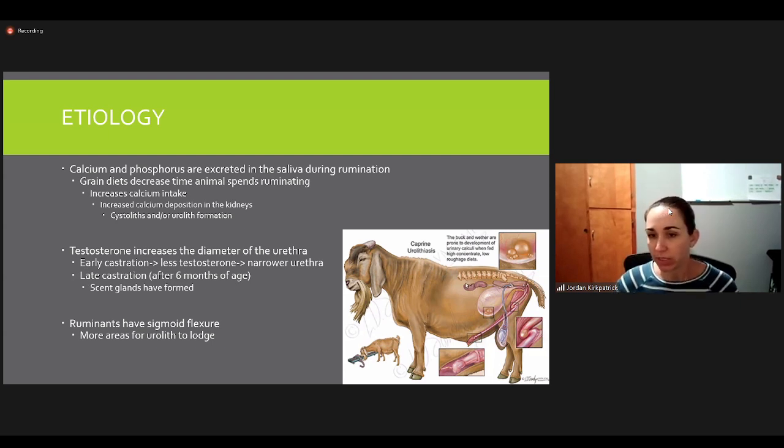Ruminants also have the sigmoid flexure, as you can see here. So their urethra does this weird curve, and it's a great spot for stones to get stuck because it goes from a big area to a narrow area as it goes around these turns. And then also sheep and goats have a urethral process at the end of their penis, which is this area here. So it's a lot narrower and stones tend to get stuck in that area as well.